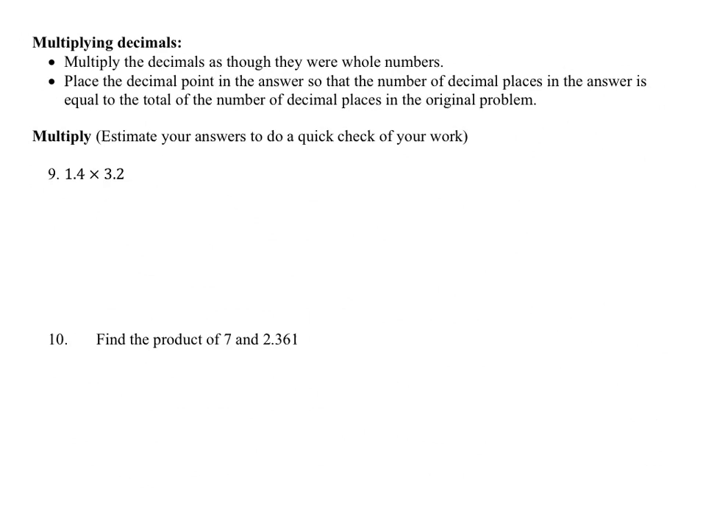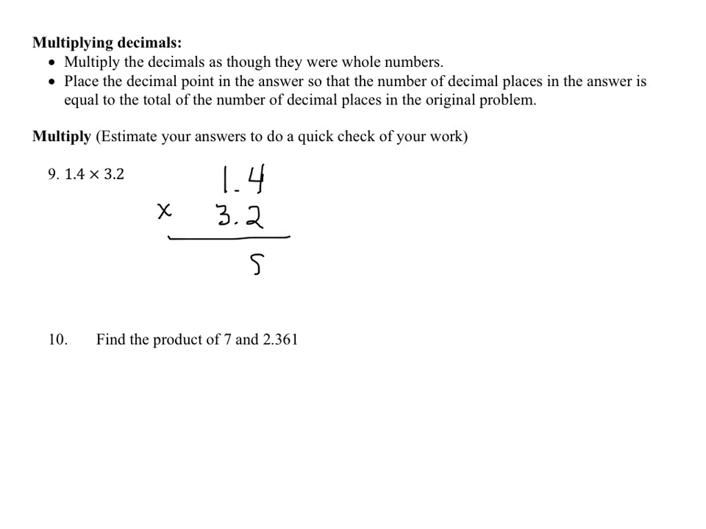Okay, so for the next ones, we're going to multiply decimals. The only tricky part is we have to figure out where the decimal point is at the end. But it won't be that hard to do, okay? And then if we choose to estimate our answers, we're going to be golden, man. So the first thing is we're going to do 1.4 times 3.2. And we're going to multiply them as if we're multiplying two whole numbers together.